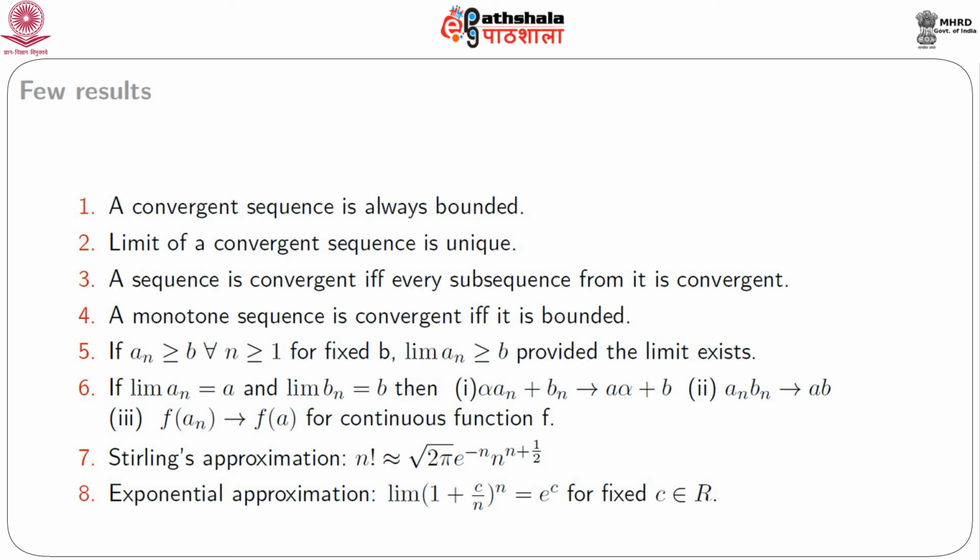And there are some other relations, like if our sequence a_n exceeds b, some constant, for every n, then if the limit exists, the limit of a_n must also exceed this b. And next we have the celebrated Stirling's approximation to n factorial, which states that n factorial can be approximated by square root of 2 pi, multiplied by e to the power minus n, whole thing multiplied by n to the power n plus half. And lastly, we have the exponential approximation, which states that the limit of (1 plus c by n) whole to the power n equals e to the power c for fixed c belonging to the real line.